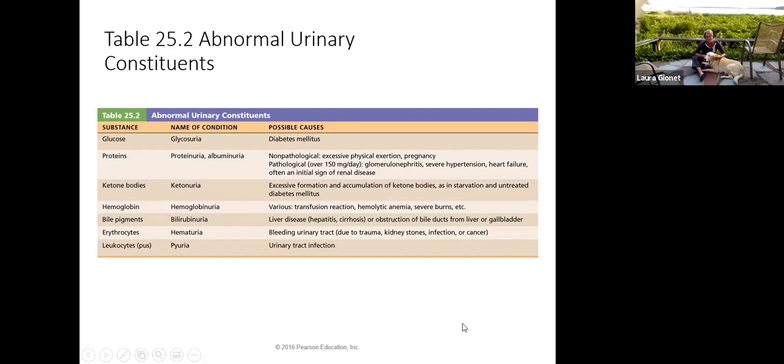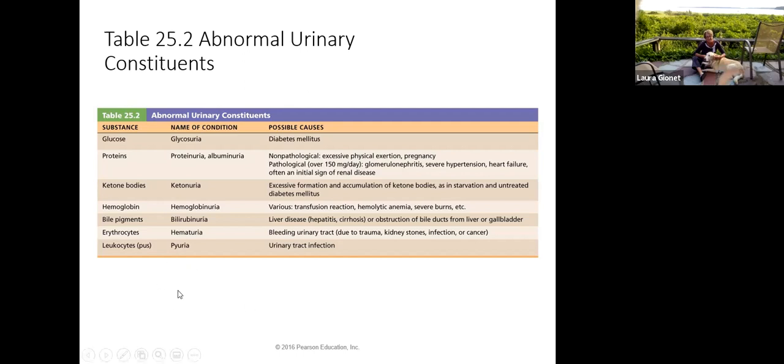Hemoglobin, maybe a transfusion reaction, hemolytic anemia, severe burns. Bile pigments, bilirubin, maybe some liver disease, hepatitis, cirrhosis, or obstruction of bile ducts from the liver to the gallbladder causes the bilirubin to back up into the bloodstream and then overflow into urine when you test it. Hematuria, bleeding along the urinary tract due to either trauma, kidney stones, infection, cancer, somewhere where you have red blood cells either getting through broken or damaged parts of a nephron, or generally in the glomerular capillaries themselves.